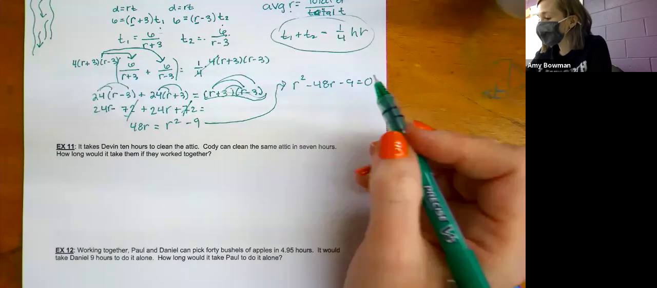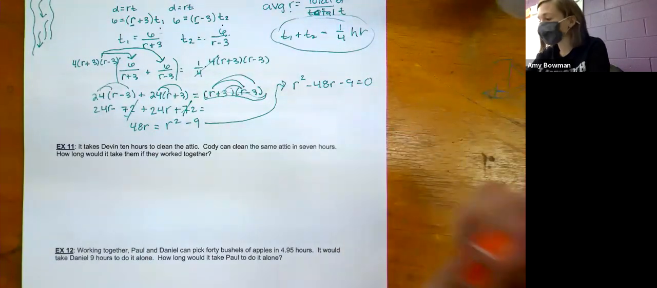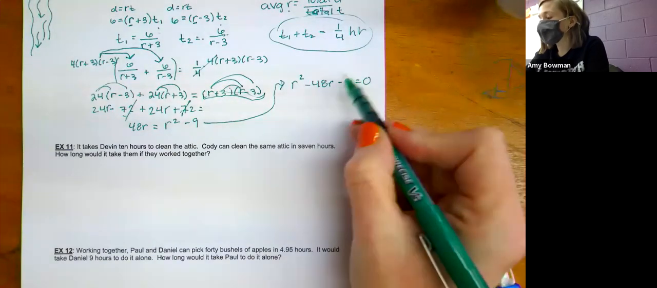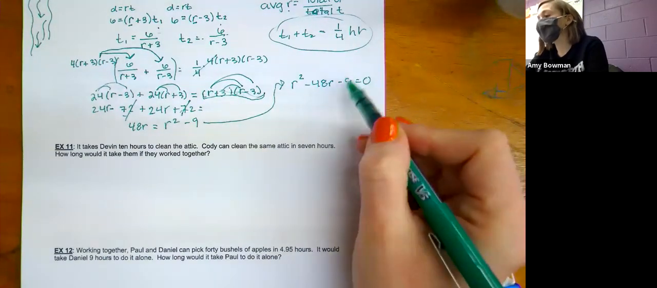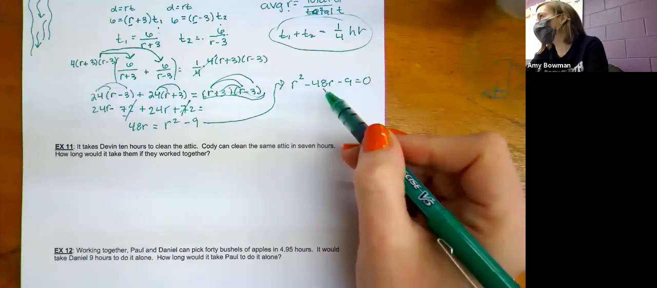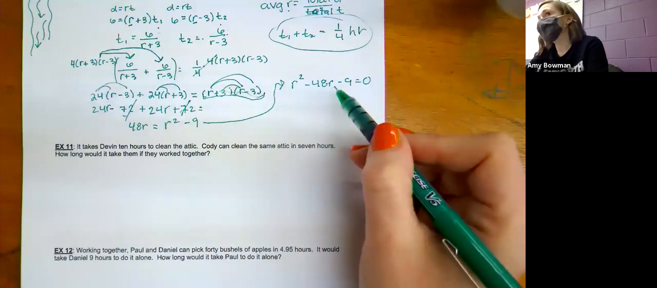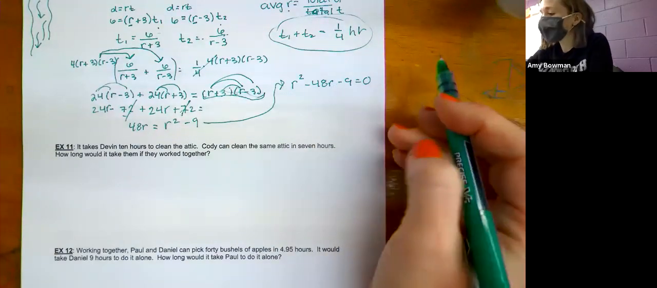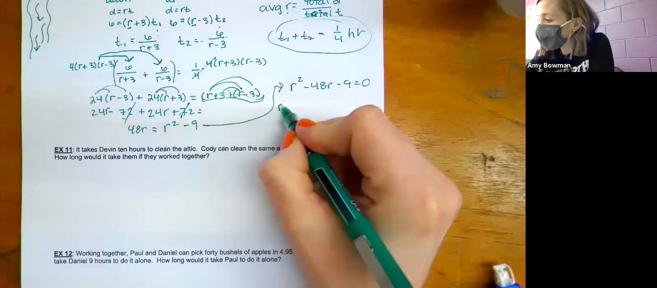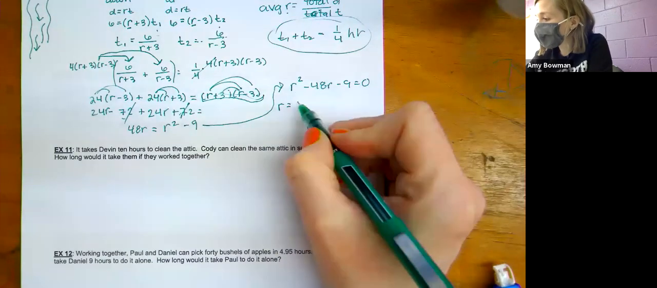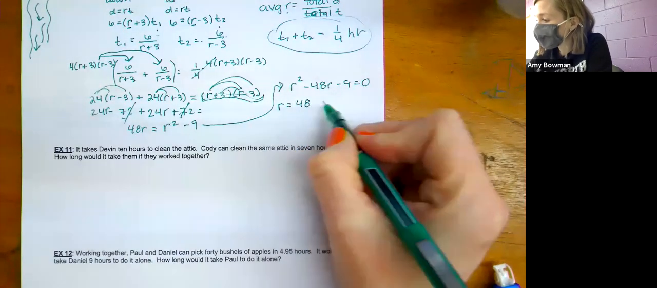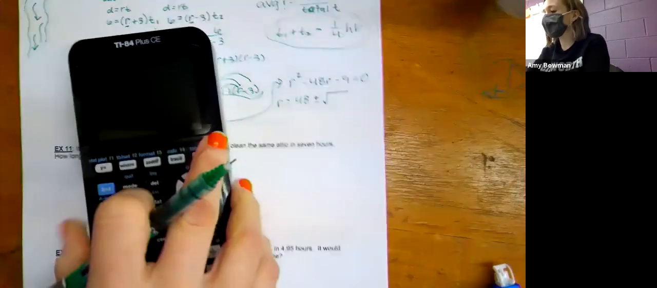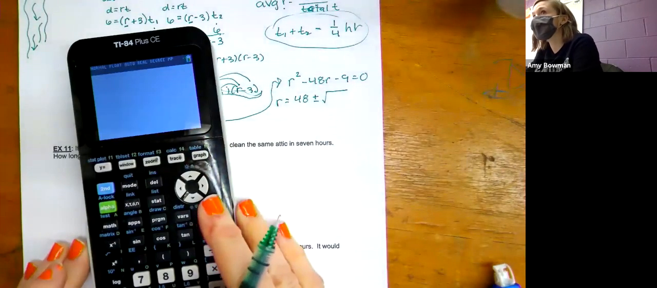All right, factor or quadratic formula. Nothing's going to factor here. No two integers will multiply to -9 and add to -48. Those aren't going to be integers; they're going to be random numbers. Okay, so R equals opposite B, positive 48, plus or minus the square root of... actually, I don't even usually write the square root. I just use my calculator here.